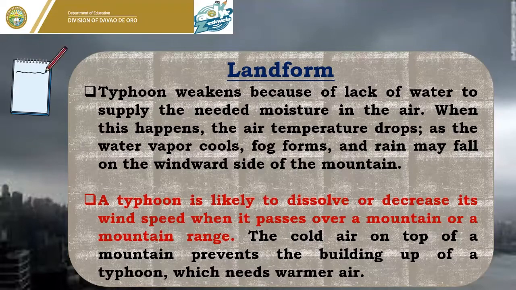A typhoon is likely to dissolve or decrease its wind speed when it passes over a mountain or a mountain range. The cold air on top of a mountain prevents the building up of a typhoon, which needs warmer air.